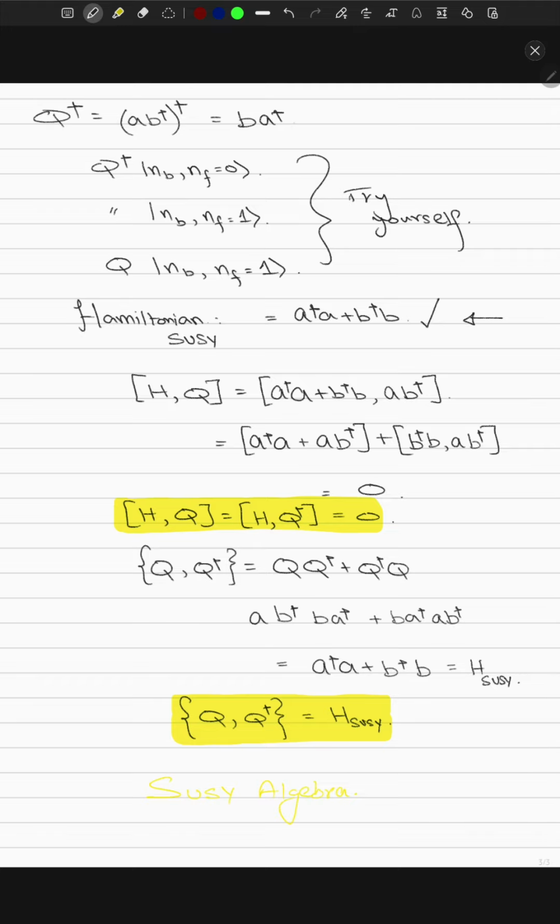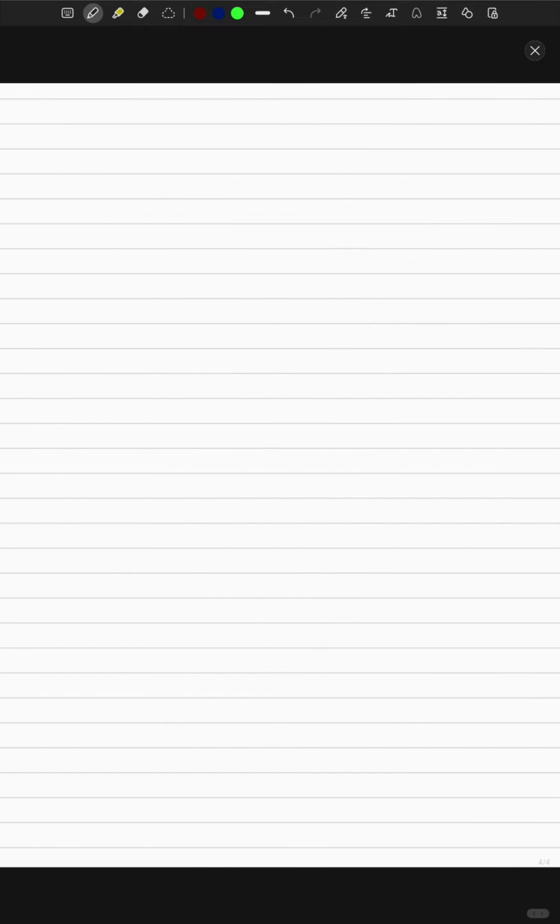Nice. So we have established that the Hamiltonian commutes with the supercharge. So if you have, let's say, the Hamiltonian that acts on some state psi, and let's say that the state psi is a bosonic state.